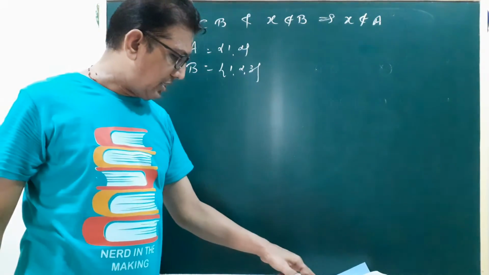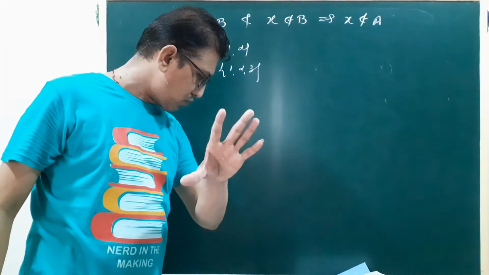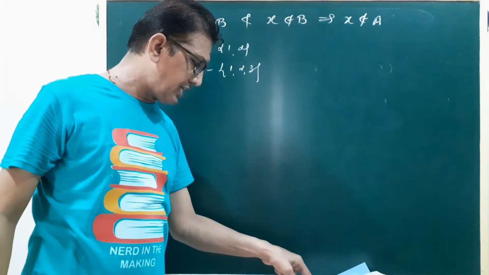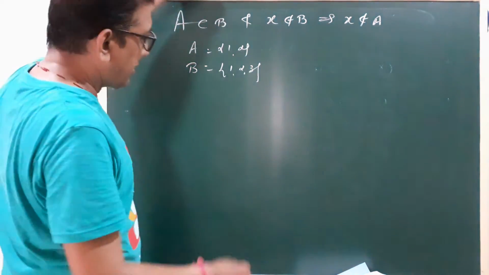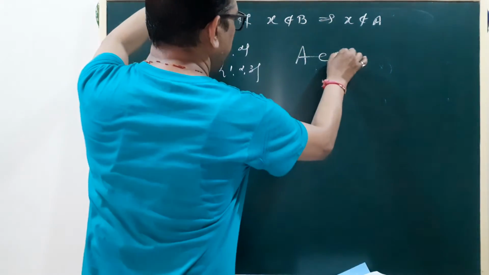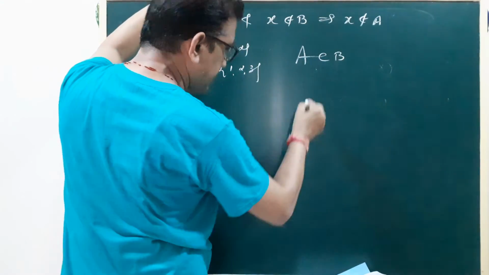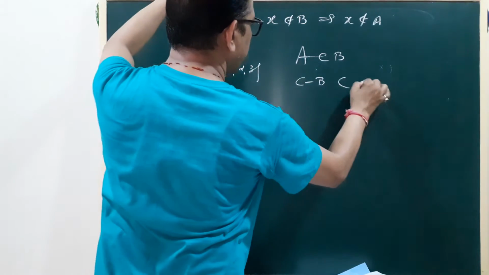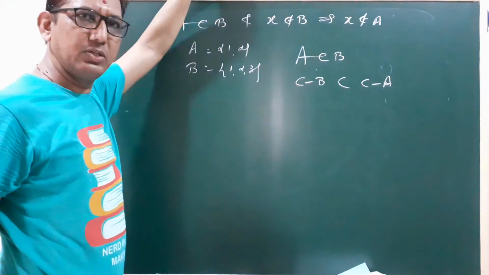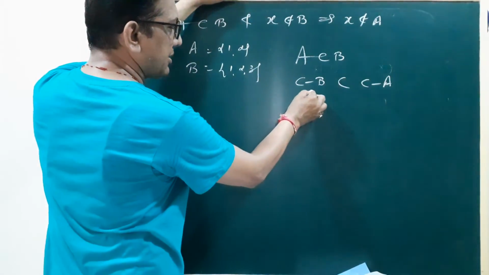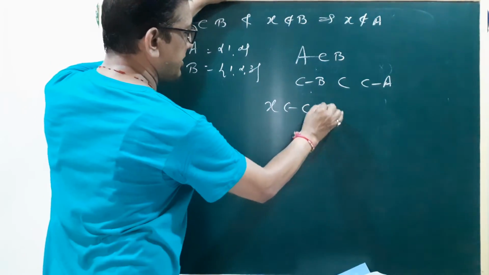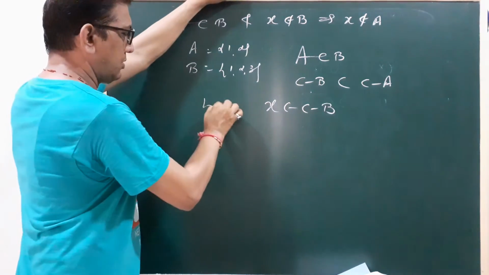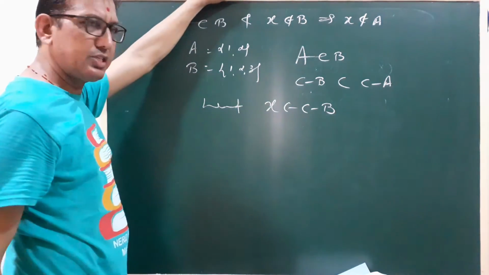Okay, now question number 5. Look, question number 5, same question. Show that A subset B. A subset B is given, then we prove that C minus B is a subset of C minus A. Now by the definition of subset, suppose x belongs to C minus B.